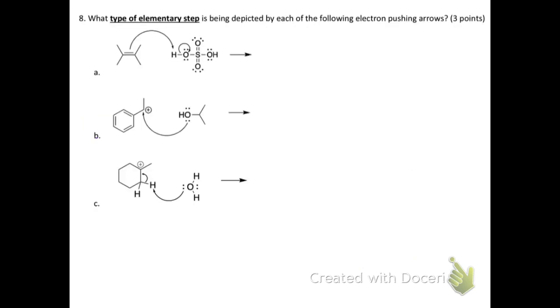This question asks what type of elementary step is being depicted by each of the following electron pushing arrows. So for posterity's sake, I'm also going to draw the products of these. In this first one, notice that we're using a pi bond here to act as a nucleophile. And in the process, we're destroying that pi bond. So what this is actually going to look like is we're getting rid of the pi bond, and we're throwing a lone pair of electrons onto the sulfuric acid. And we'll draw the rest of this.